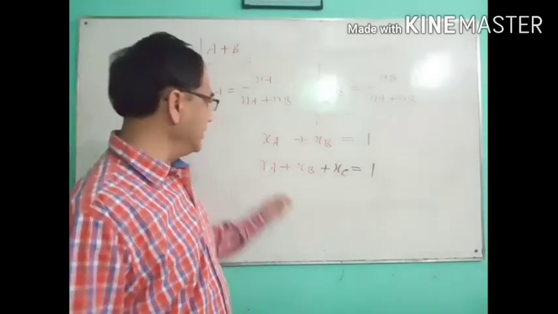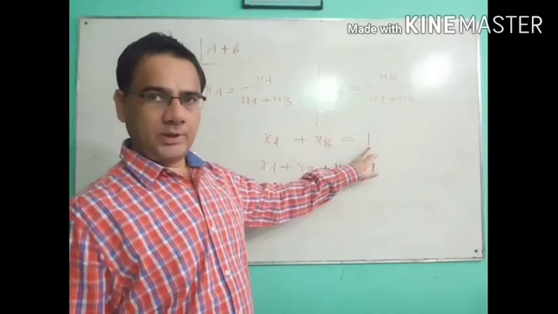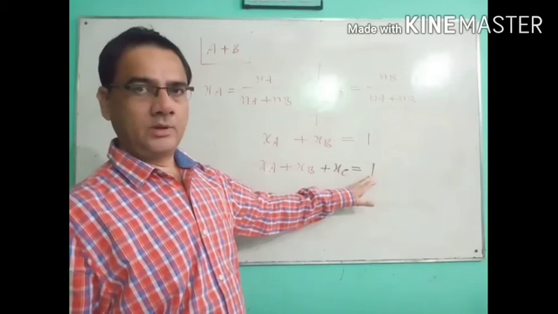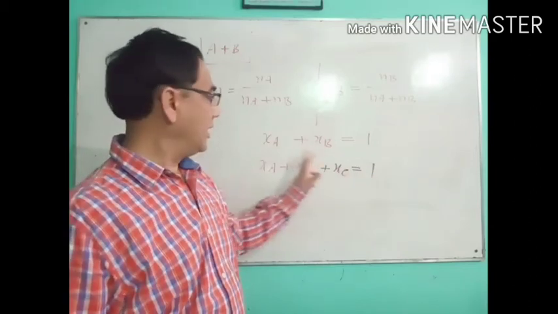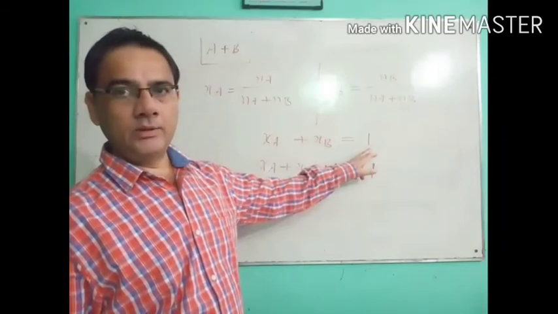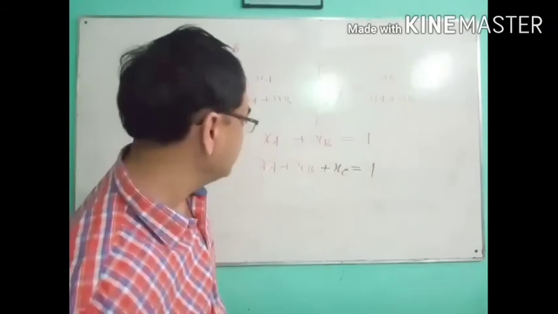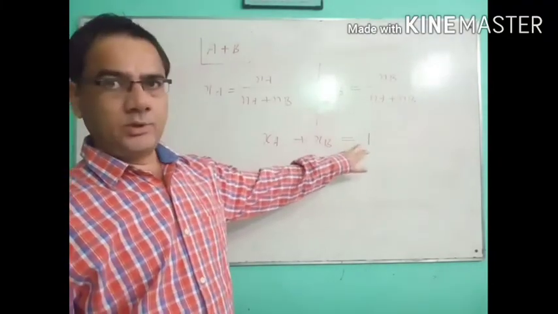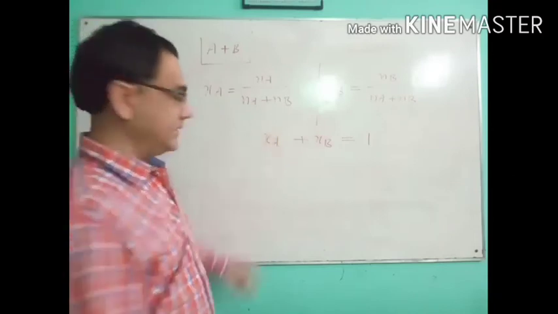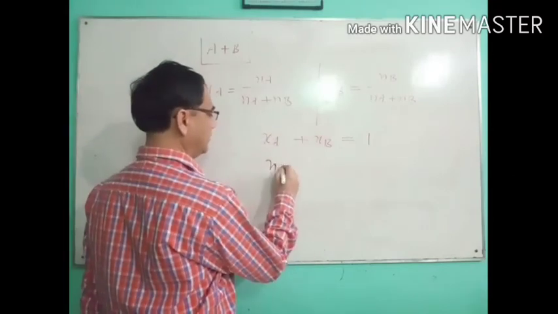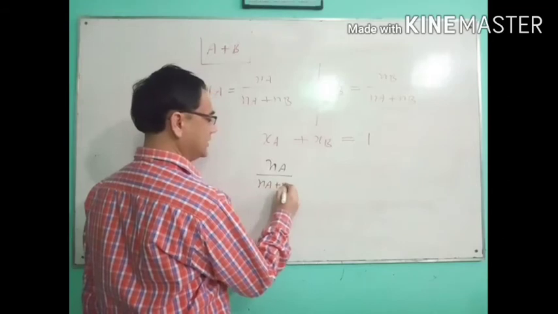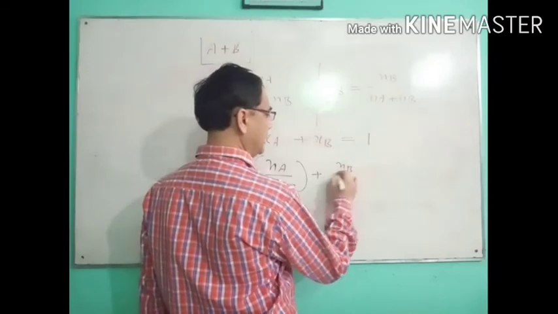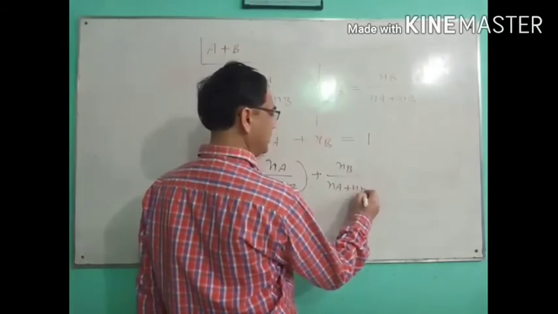So if two components are there, then XA plus XB equal to 1. If three components are there, then XA plus XB plus XC is equal to 1. I think you can understand easily how the addition of these can be equal to 1. Please try to understand. Now see, XA plus XB is equal to 1. Then what is the value of XA? That is equal to Na upon Na plus Nb, plus XB equal to Nb upon Na plus Nb.